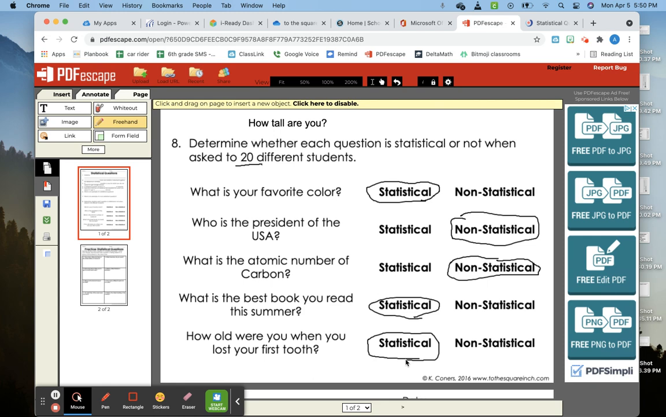Just try your best. Remember, statistical means that you pay attention to who you're asking. If you're asking a group of people, a statistical question means that you're going to get more than one answer from that group of people. A non-statistical question means that you're only going to get one answer from everyone that you ask.